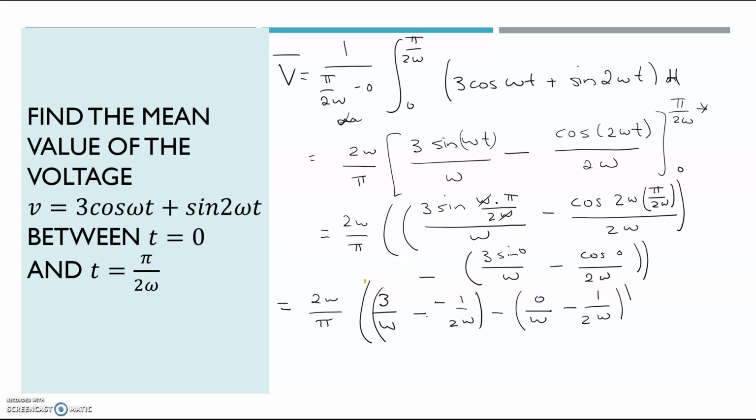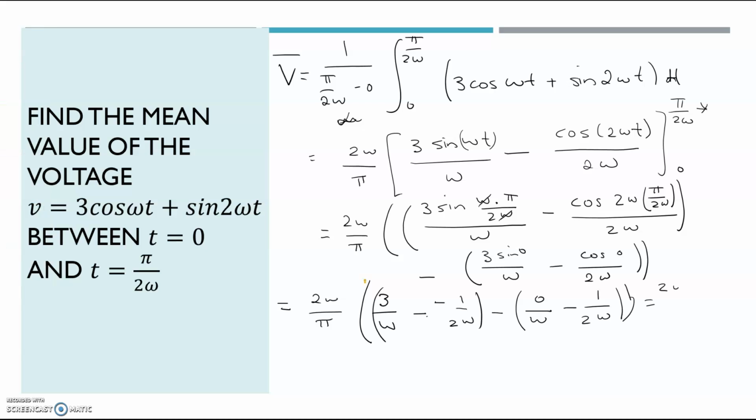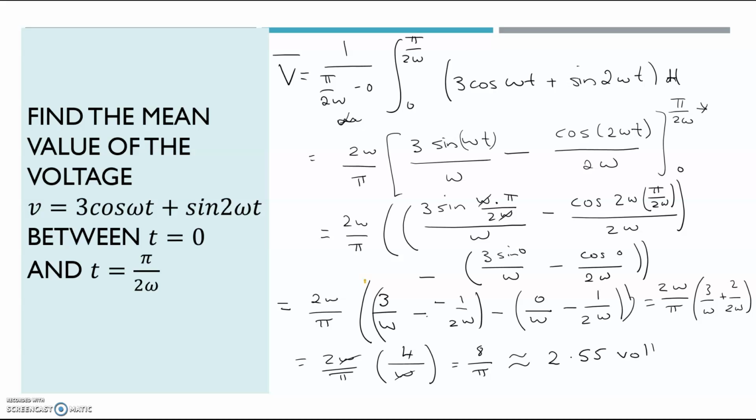And now all I've got left is 2 omega over pi times 3 over omega plus 2, eventually, 2 over 2 omega. So we've still got the 2 omega over pi, and in our brackets now, if we add fractions, we will get 4 over omega, and cancel the omegas, and then we have 8 over pi. You could leave it like that, or you could approximate to 3 significant figures to 2.55. Don't forget your unit, volts.